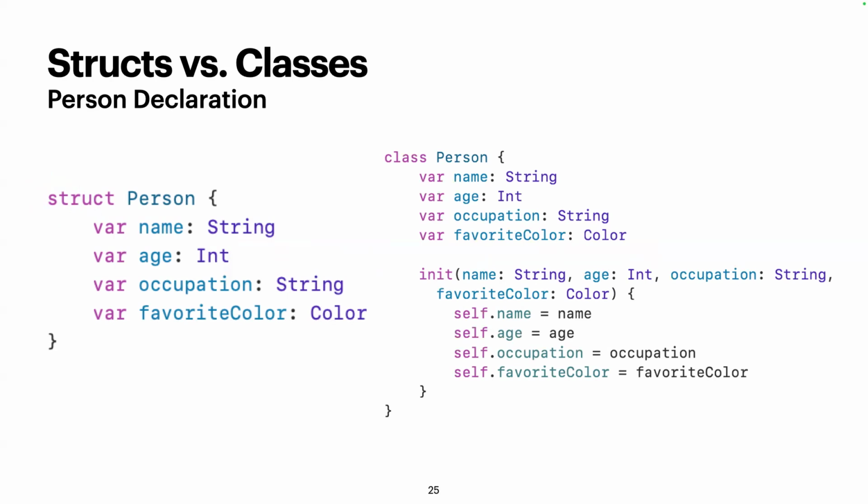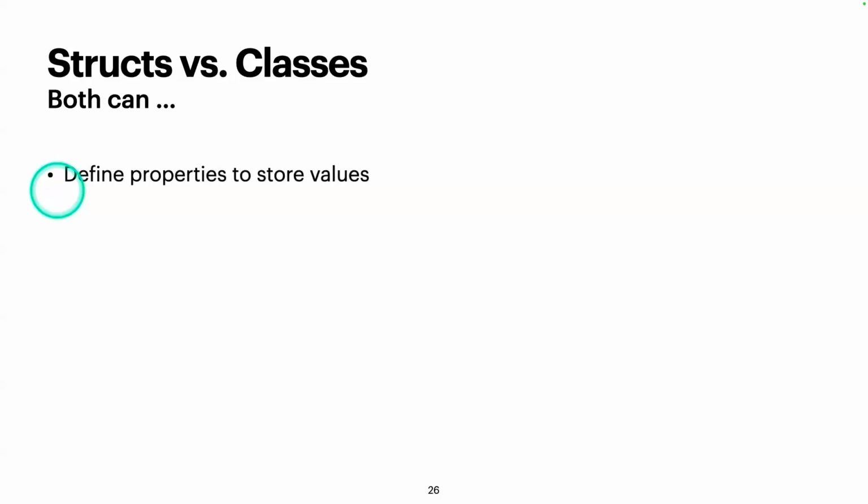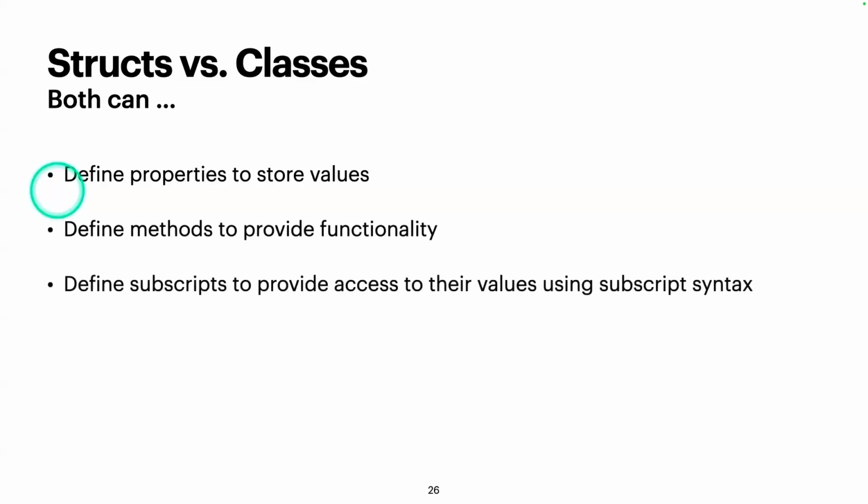So both can define properties to store values. Both could have methods inside of them. Methods are basically functions within a struct or a class. Properties are basically variables within a struct or a class.